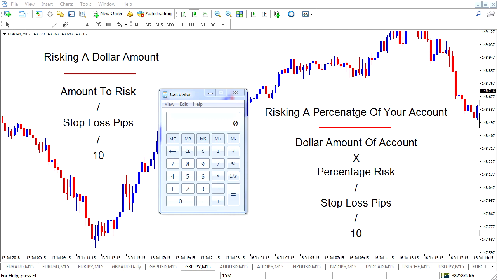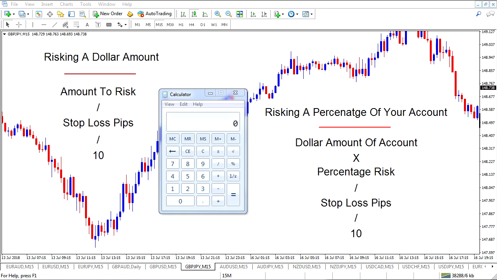So let's start with the one where you know what the dollar amount is that you're going to risk. That will be this first one here, risking a dollar amount. So let's say you wanted to risk $100 on your trade. What you need to do is figure out where your stop loss is going to be and where your entry is going to be and what that is in pips. How far away is your stop loss going to be? So let's say for this example, your stop loss is going to be 22 pips.